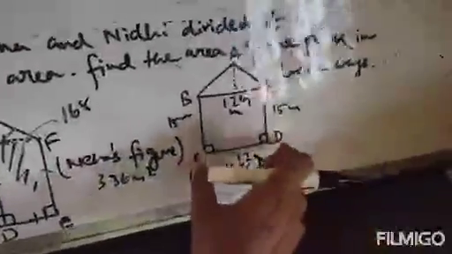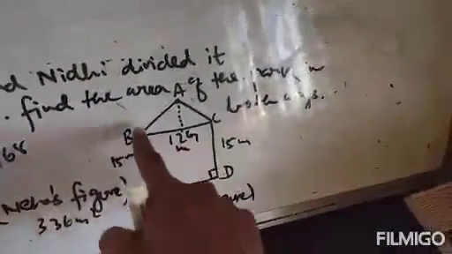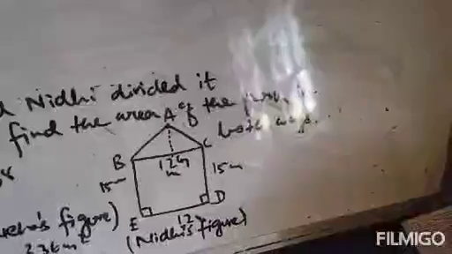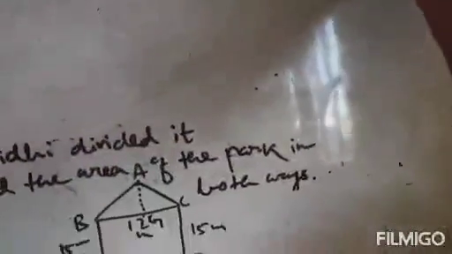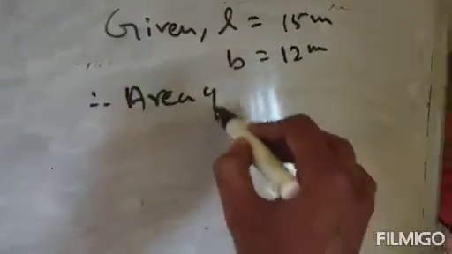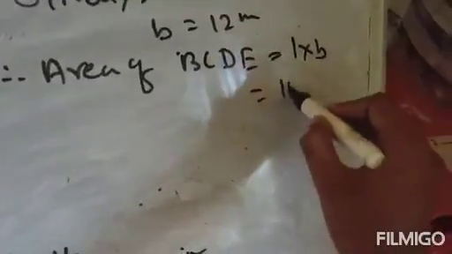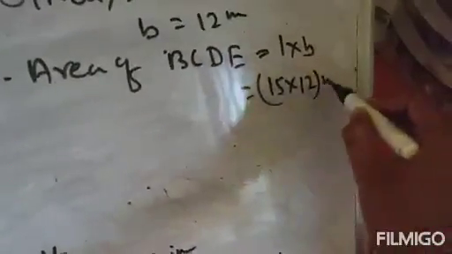So now see, ED is 12 meter. So just write given: length equals 15 meter, this is length, and 12 meter will be the breadth in case of rectangle. So length will be 15 meter and breadth will be 12 meter. Therefore area of rectangle BCDE will be L into B. So 15 into 12 meter square.